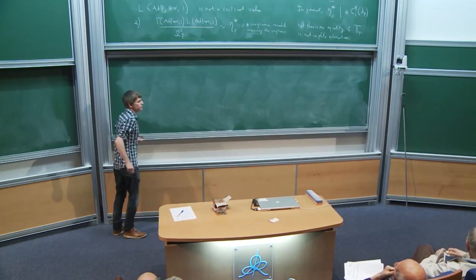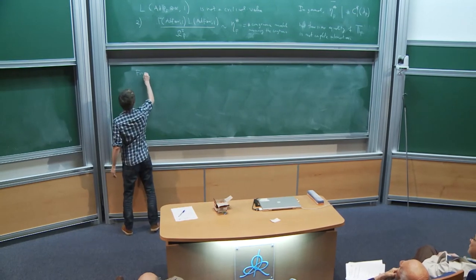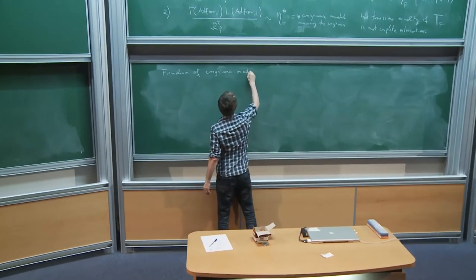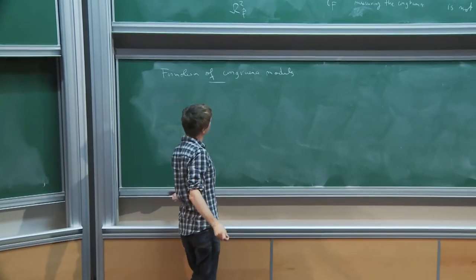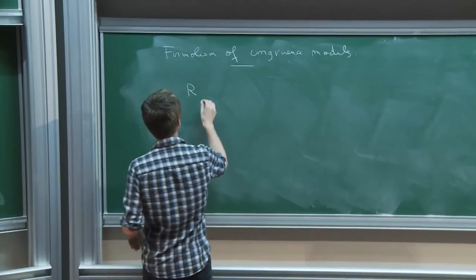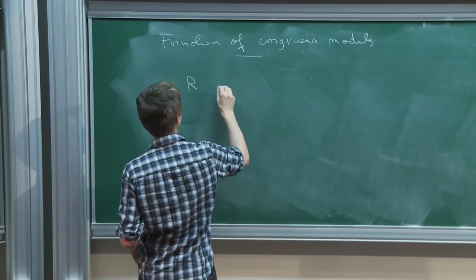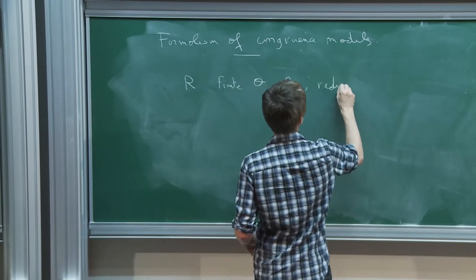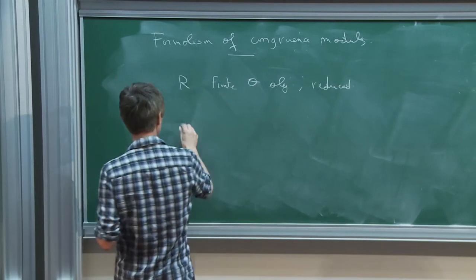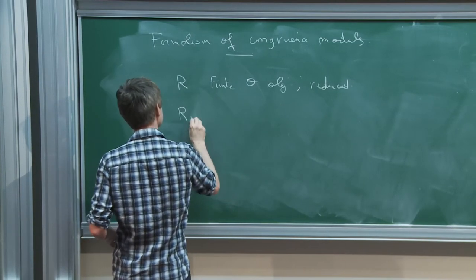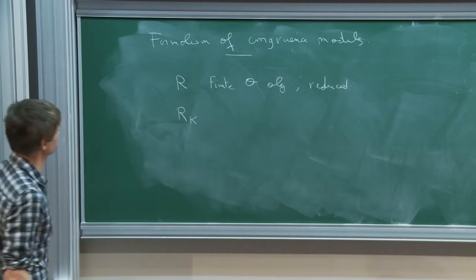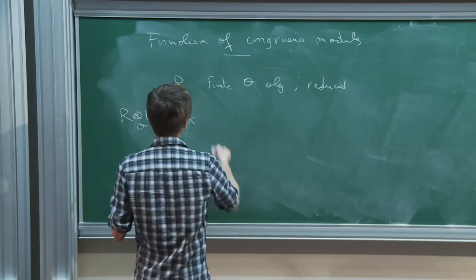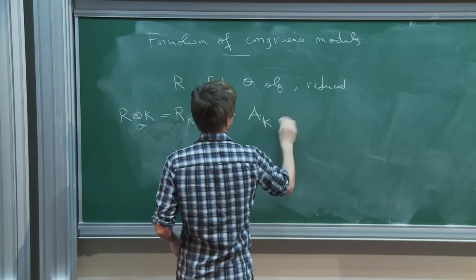So I'm going to explain a bit of formalism of congruence modules. In general, you take R a finite O-algebra, and we assume that it is reduced. If you tensor with the field of fractions, R tensor K, this is going to be semi-simple.